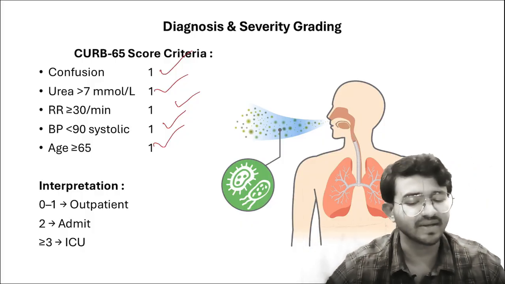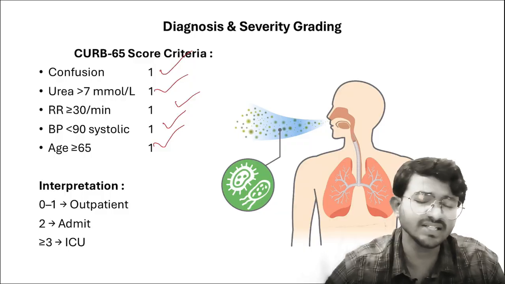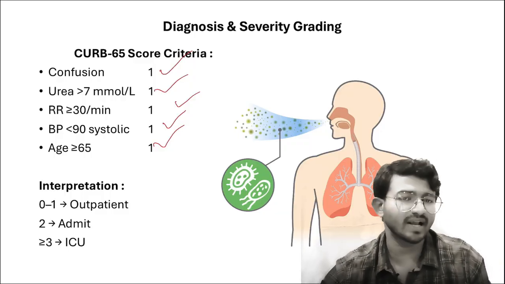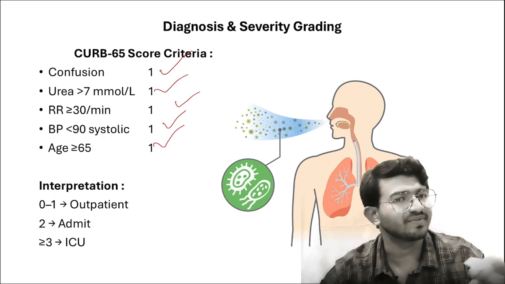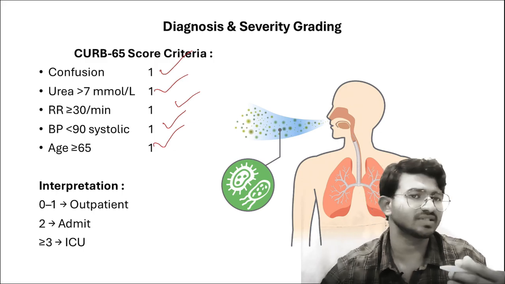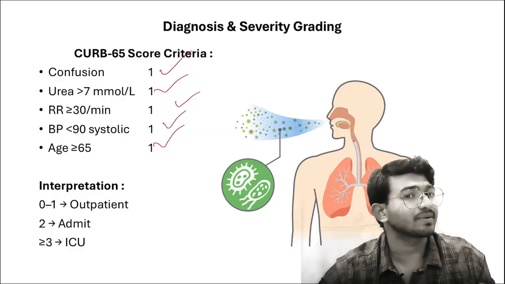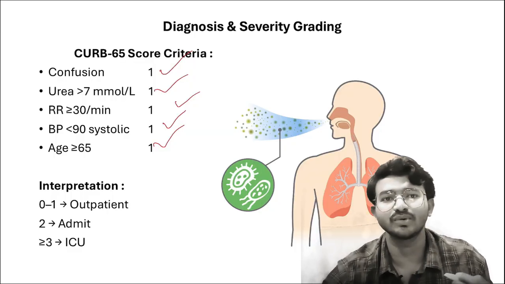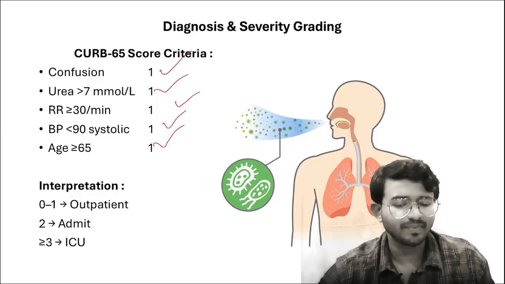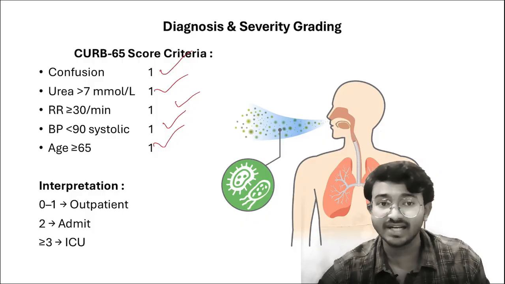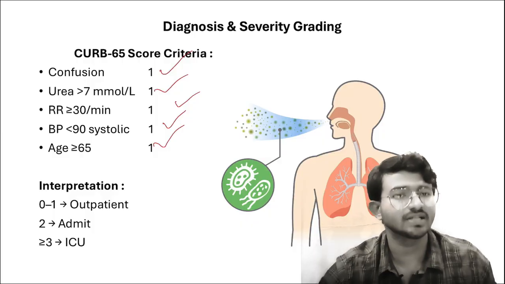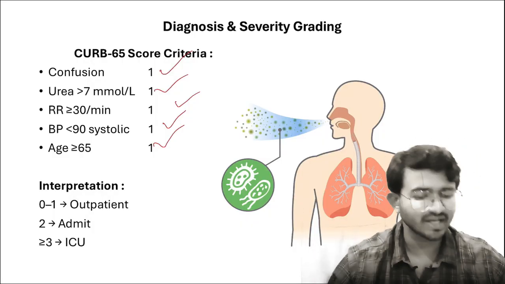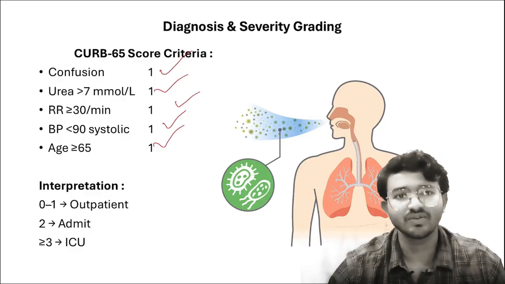How we interpret it: 0 to 1 point means we treat the patient as an outpatient. We just give antibiotics, macrolides like azithromycin, for 7 to 10 days, then send the patient home. If the score is 2 or more, we have to admit the patient and treat in hospital. If the score is 3 to 5, we have to send the patient to ICU for ventilation support and recovery. Okay, so this is the CURB-65 diagnostic criteria.